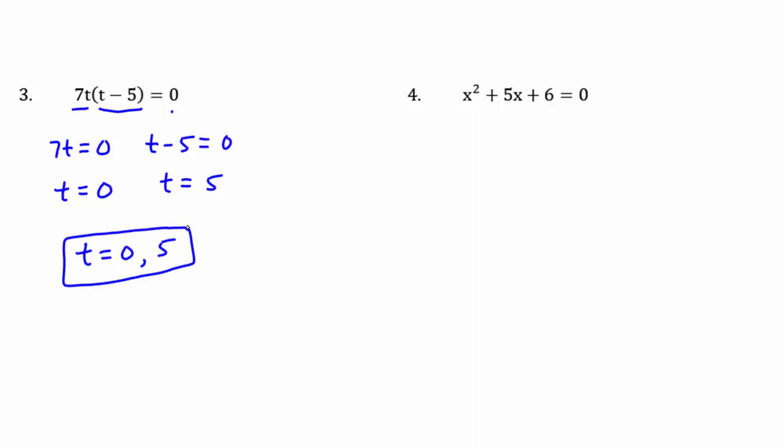Let's look at number 4 now. Number 4 is not factored for us. So the first thing you want to do is make sure one of the sides is equal to 0, so we can apply the zero product property here. So always let one of the sides be equal to 0 and try to factor the left-hand side. So can we factor this x squared plus 5x plus 6?